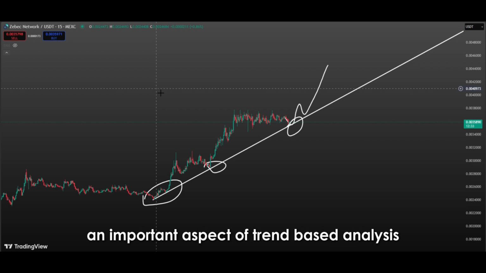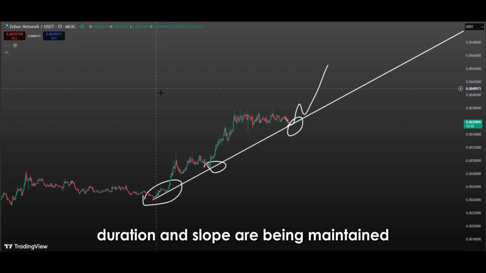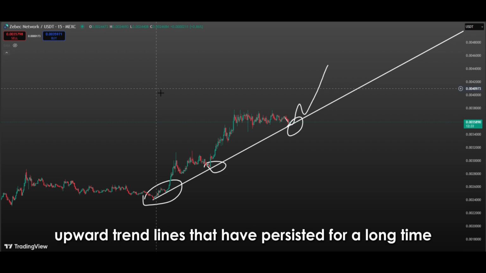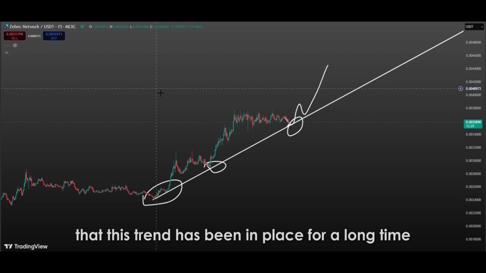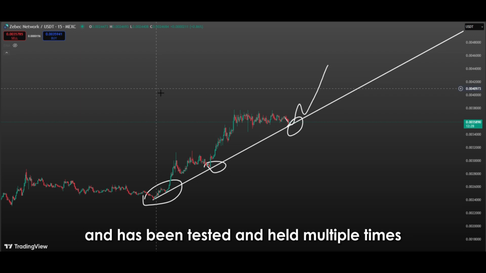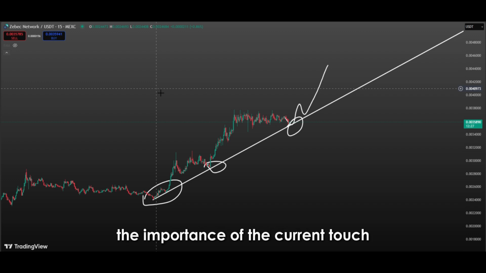Additionally, an important aspect of trend-based analysis is whether the trend's duration and slope are being maintained. Upward trend lines that have persisted for a long time and include multiple touches are considered more reliable. In the current structure, it can be observed that this trend has been in place for a long time and has been tested and held multiple times. This further highlights the importance of the current touch.